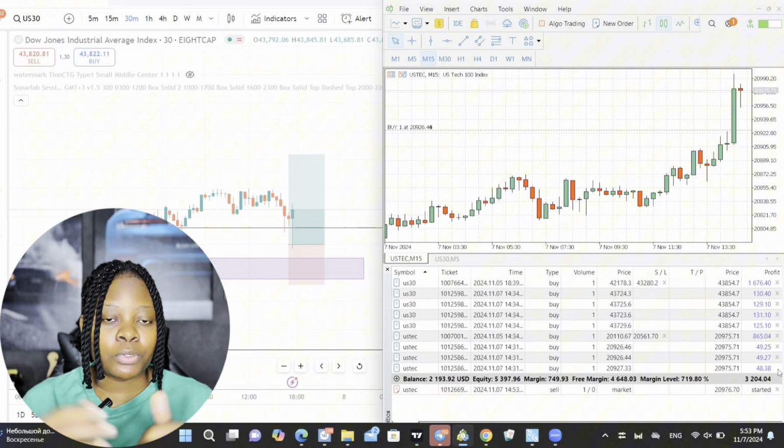Now, the very basic thing, yes, after identifying the trend, is to identify the key levels in the market. Enter your trades at those key levels. When the price breaks out, you could actually call this a trend continuation strategy.